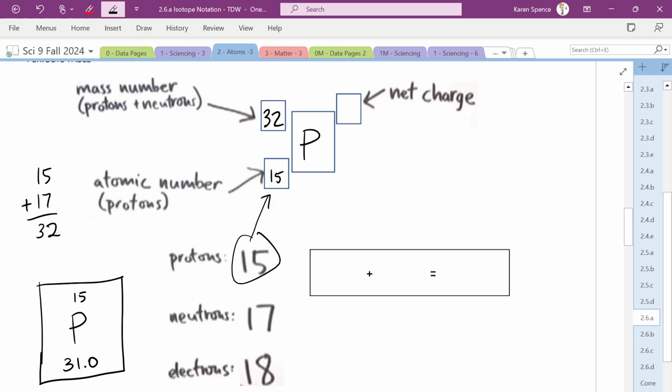And now this is the tricky part. Challenge yourself. See if you can do it. Can you find the net charge? There are 15 protons and there are 18 electrons. So what is the charge of this thing? -3. Okay?